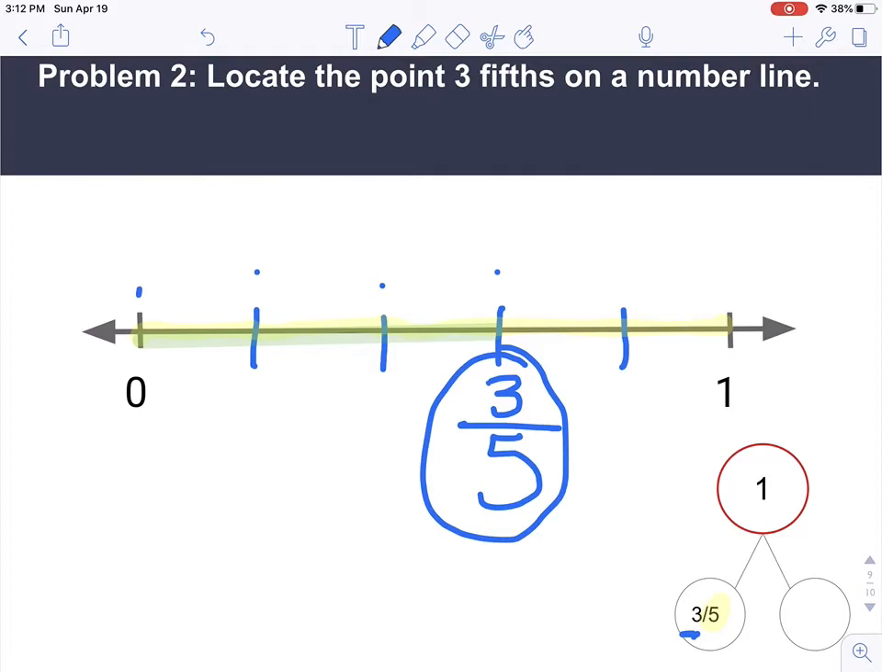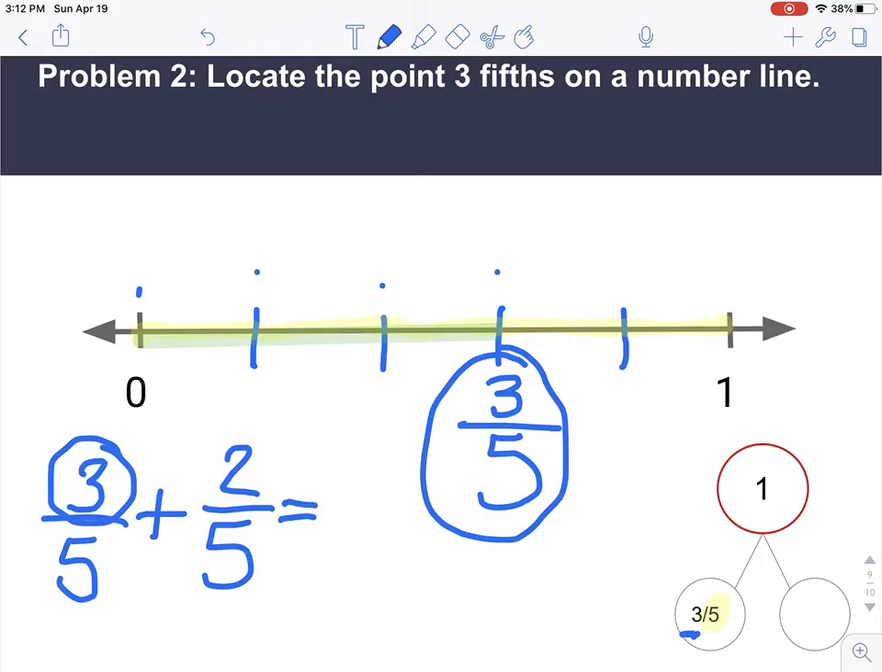And then how many more fifths do I need to get to 1 whole? Well, 3/5 plus what gives me 1 whole, or 5/5? Well, remember, I'm just adding the top number. So 3 plus what gives me 5? 4, 5. I need 2 more fifths to give me 1 whole, or 5/5. And that's from here to here. So that's going to be 2 more fifths.